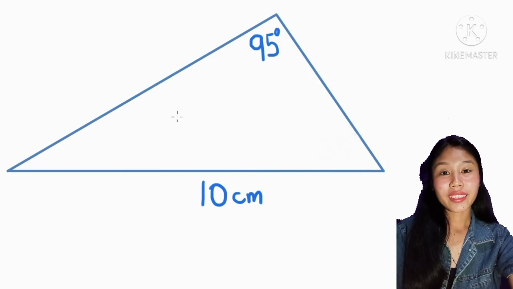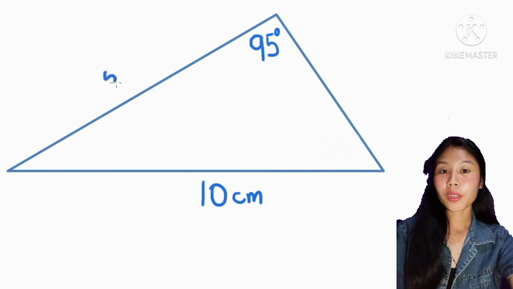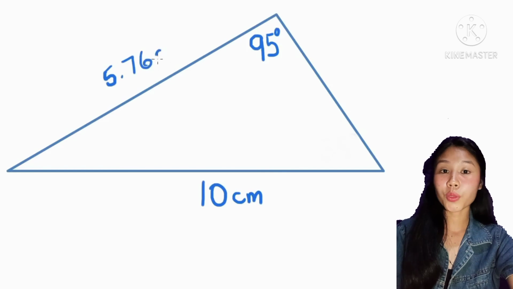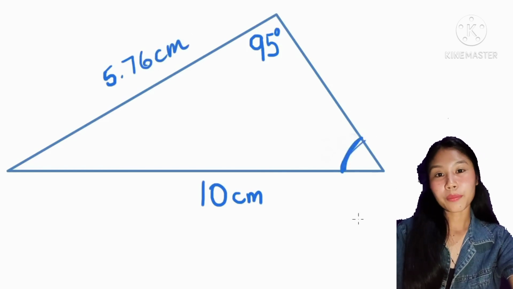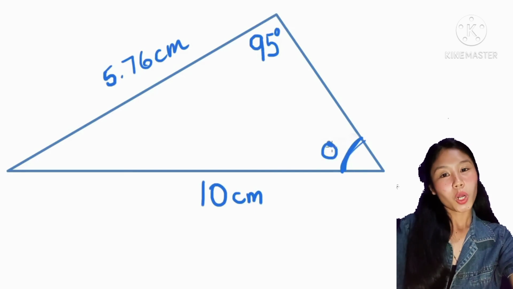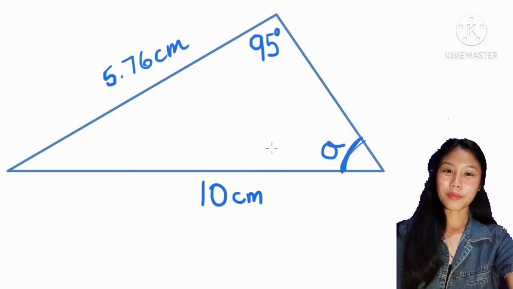Since we already have the unknown angle's value, we now have the matches needed to solve for the unknown number, x. Then we have 5.76 centimeters. Hope you have learned something from my demonstration.